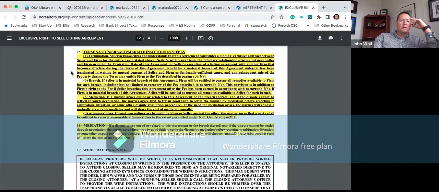Paragraph 18, we don't really need to go through this. I pointed out earlier as we were scrolling down that the attorney's fees provision was moved out of that one section there, and it's been moved down here. This really just goes through and talks about termination, breach, mediation, attorney's fees. If you've got a client who's breached this agreement, then it will give you the roadmap for how to treat those cases.